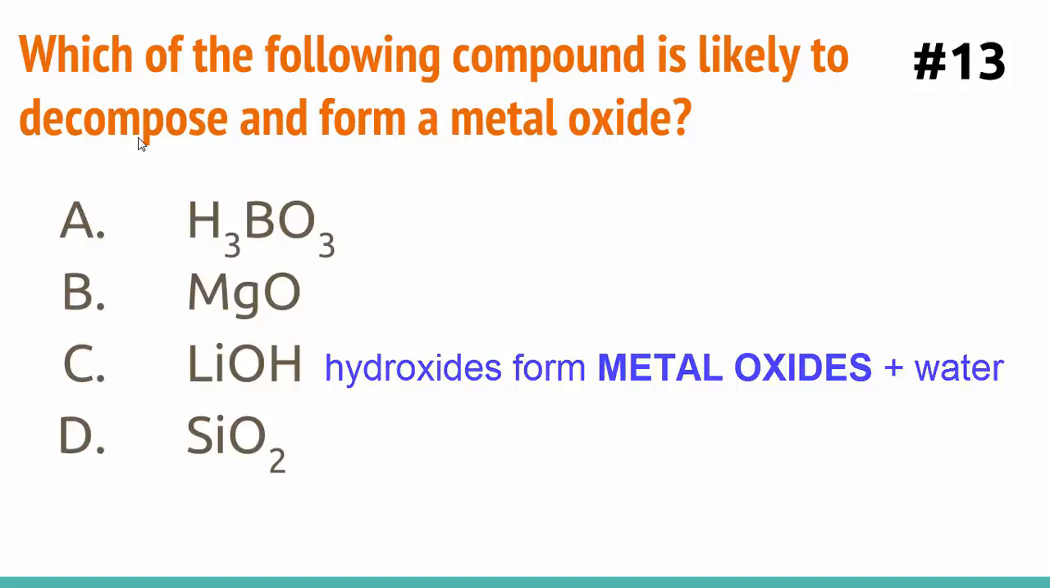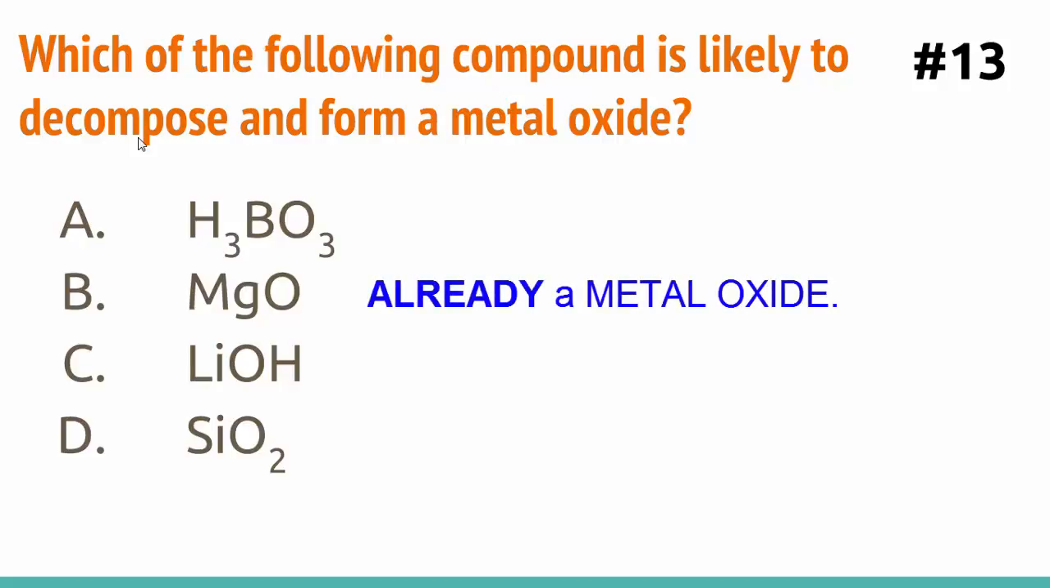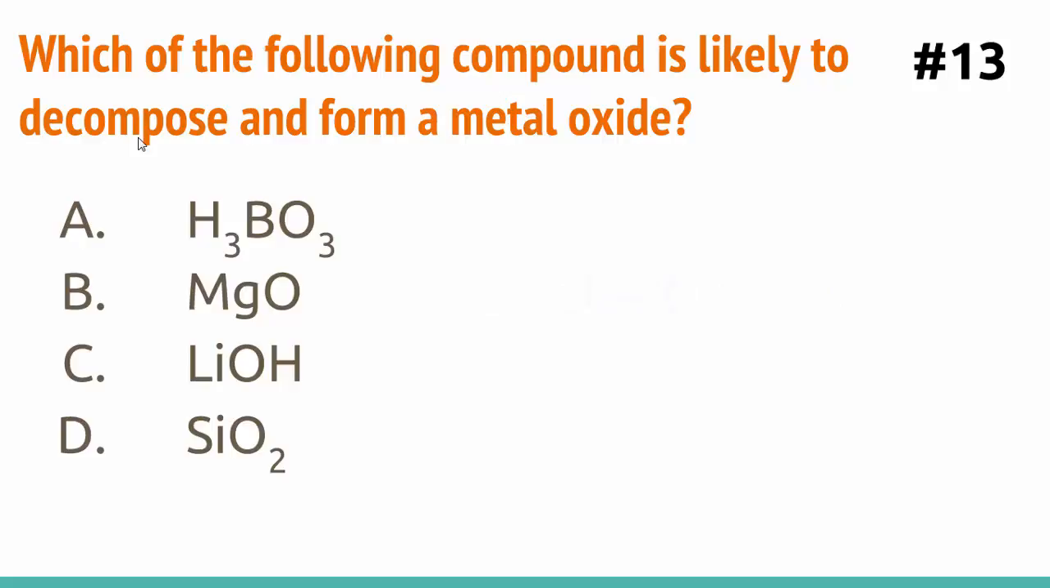You could also look at letter B and say, well, heck, that's already a metal oxide. So if it decomposes, I'm not going to have a metal oxide. I'm going to have a metal, magnesium here, and oxygen. So the only one that can decompose and give me a metal oxide afterwards is the one that has a metal, that would be B or C, and isn't already an oxide, which is C. So the only choice you really got here is C.